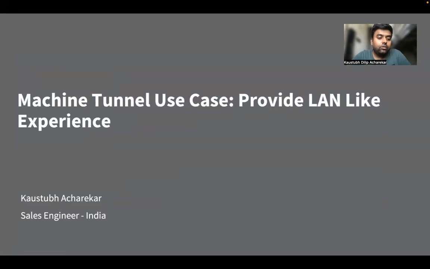Welcome to this new video where I'm going to talk about a very interesting use case where you want to provide a LAN-like experience for your users or your employees when they're connecting from anywhere. They're connecting from remote offices, connecting from homes. Specifically from a Zscaler Private Access perspective, we call this unique capability of Zscaler machine tunnel, where what it does is it gives you connectivity from the end user to your network, no matter where the connectivity is.